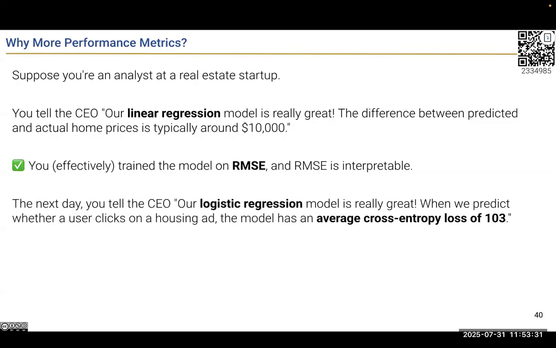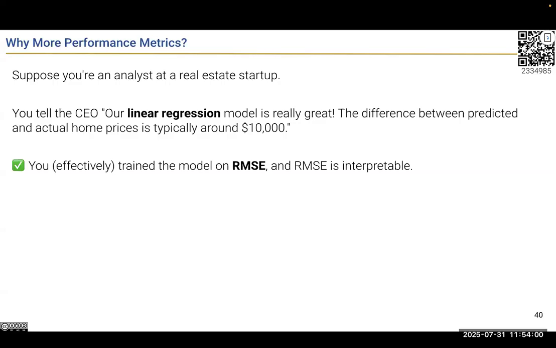But what happens when you train a logistic regression model? Well, here's something you might tell your CEO: we have a really good logistic regression model. When we predict whether a user clicks on a housing ad, the model has an average cross-entropy loss of 103. What does that mean? I don't know. What does the cross-entropy loss of 103 mean?